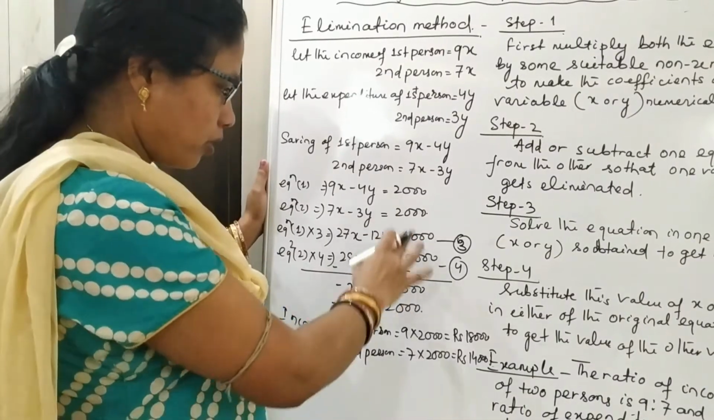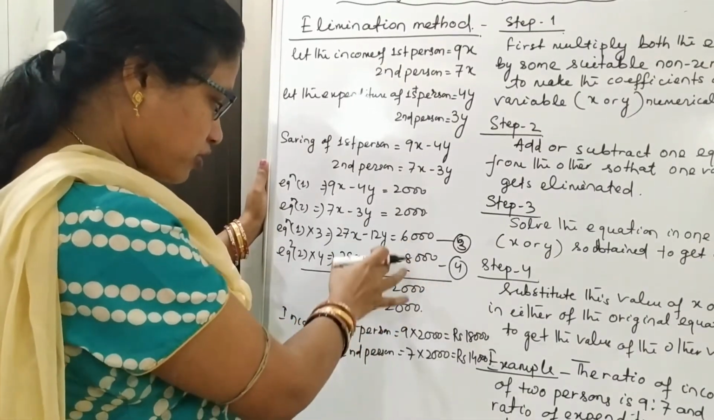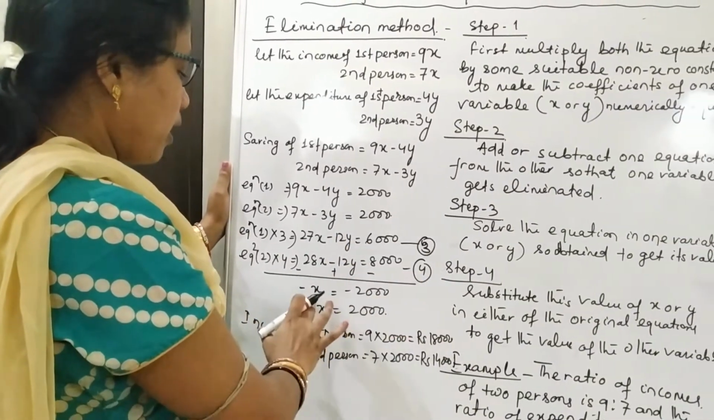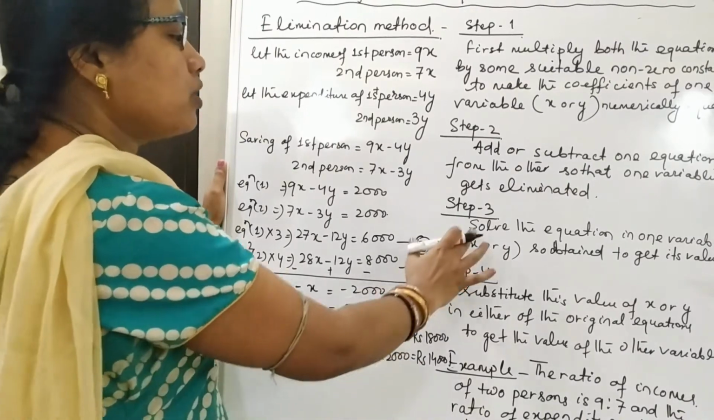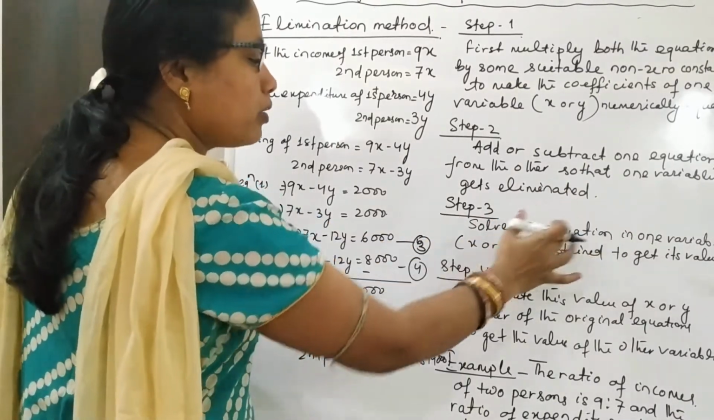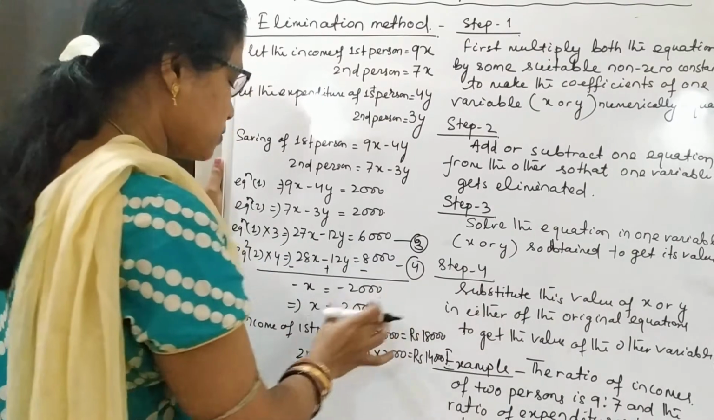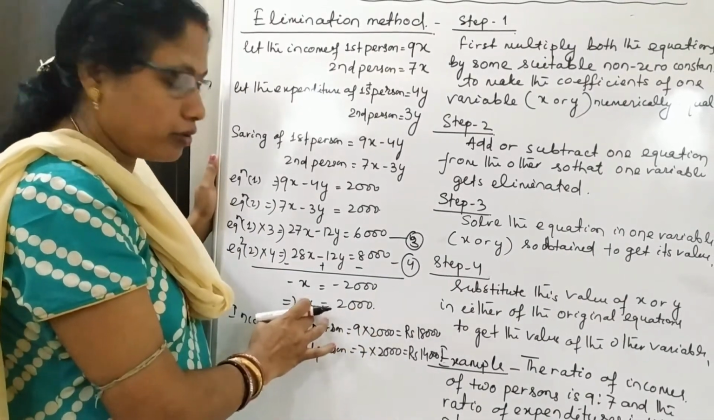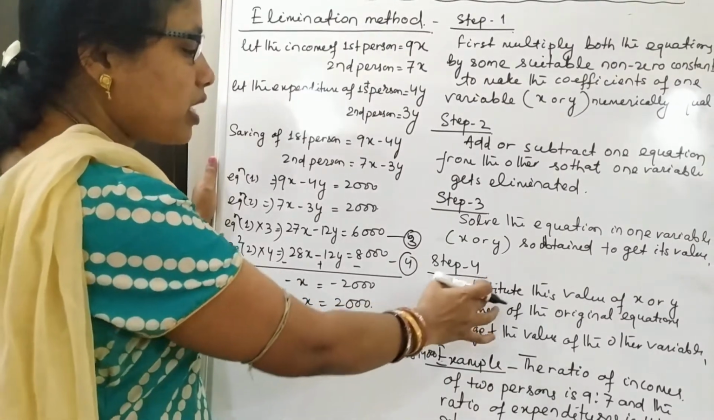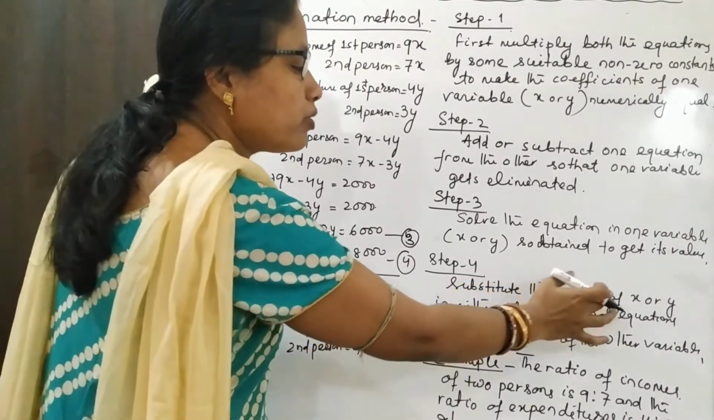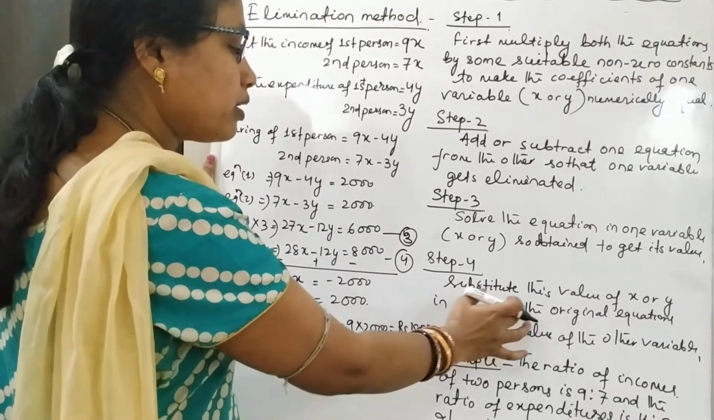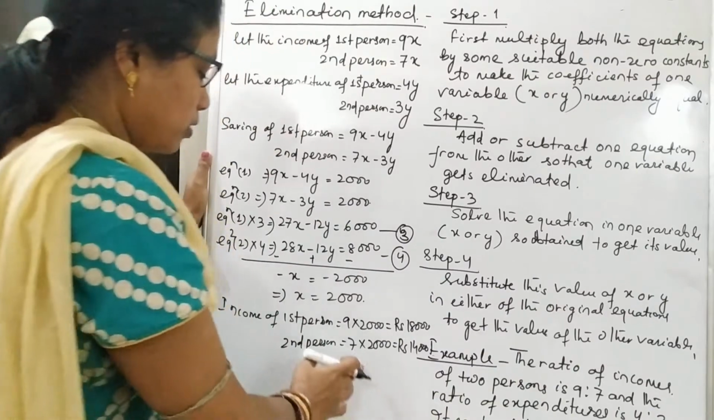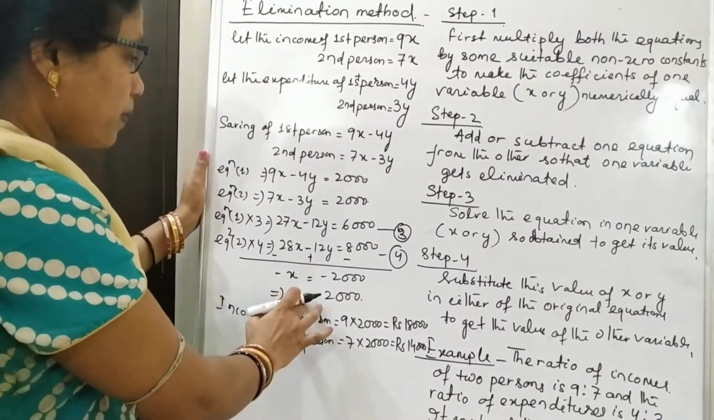After following step 2, after subtracting equation 4 from equation 3, I got the value of x here. So step 3 is to solve the equation in one variable. Here I have used step 3 and I found the value of x as 2000. Then step 4: substitute this value of x or y in either of the original equations to get the value of the other variable. So here I have got the value of x.